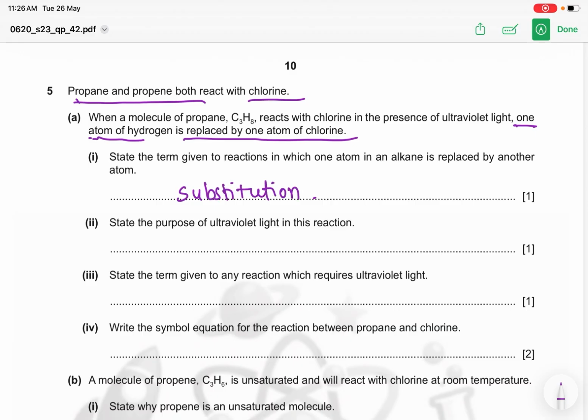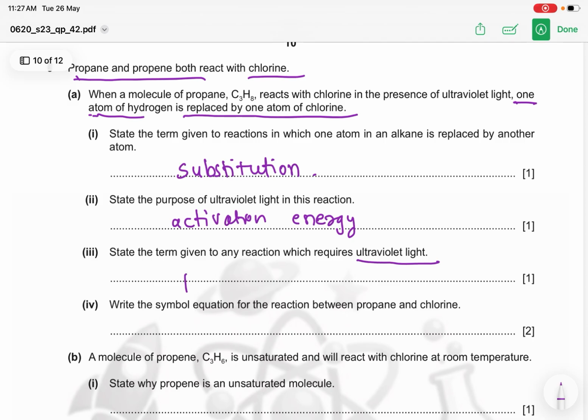State the purpose of ultraviolet light in this reaction. So ultraviolet light is providing activation energy to start the reaction. State the term given to any reaction which requires ultraviolet light. So wherever light is required, that is known as photochemical reaction. Photon meaning light.